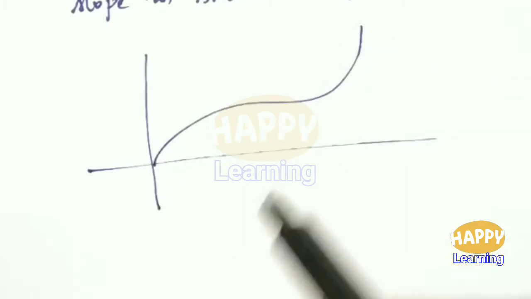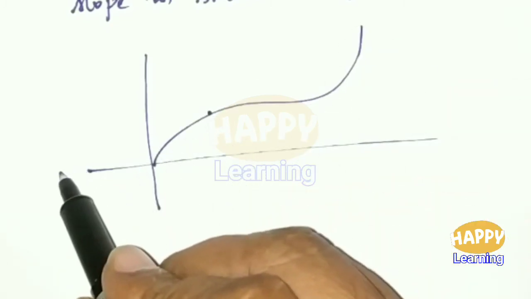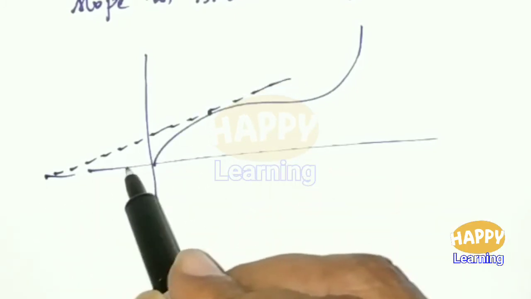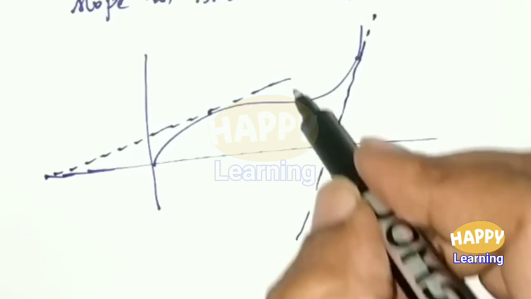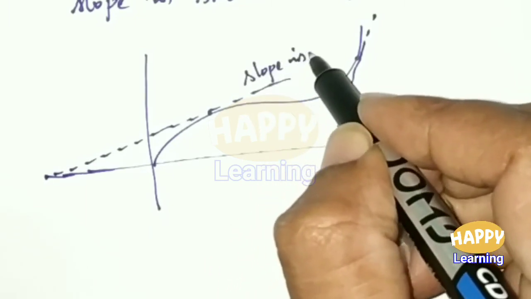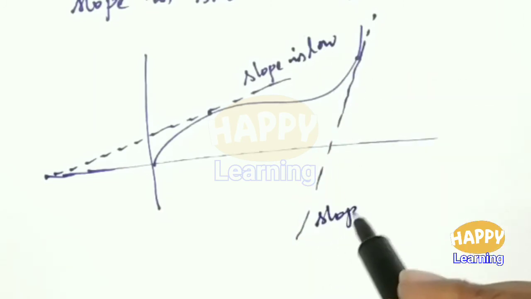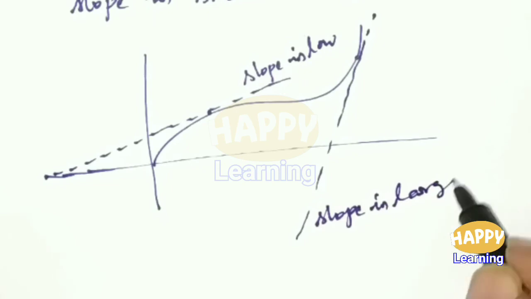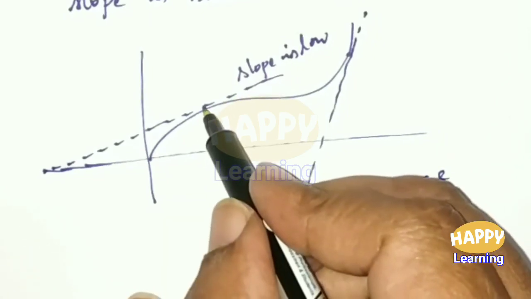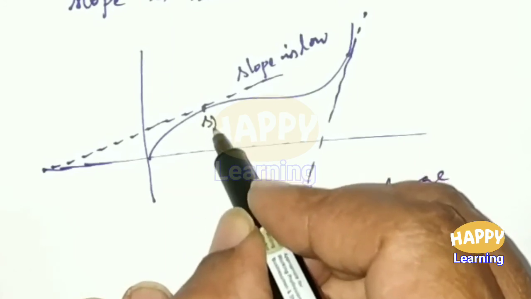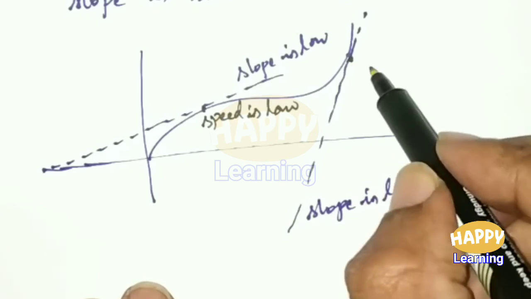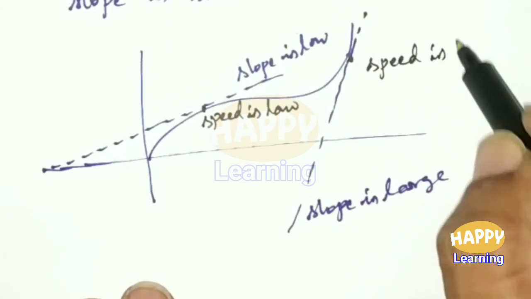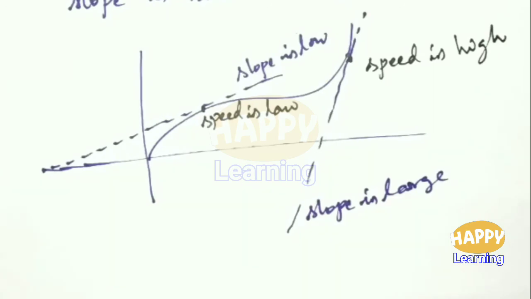For example, let it be a distance time graph. Time on the x-axis, distance on the y-axis. Select one point, draw a tangent. Select another point, draw a tangent. So comparing these two tangents, here slope is low and here slope is large. So at this point where slope is low, the speed is low, and at the point where slope is high, speed is high.